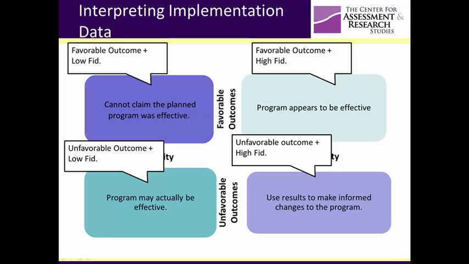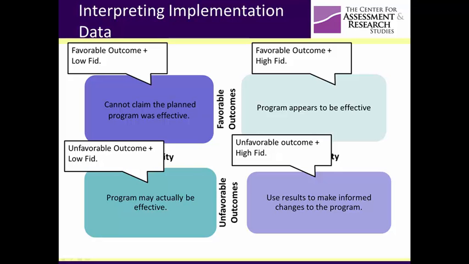So basically, we don't know in this case. Even though students didn't meet the outcome, we really can't attribute that to the program as it exists on paper because we didn't administer the program as it exists on paper. So we need to replicate the study, but make sure that people are trained better to implement the program as it was intended.